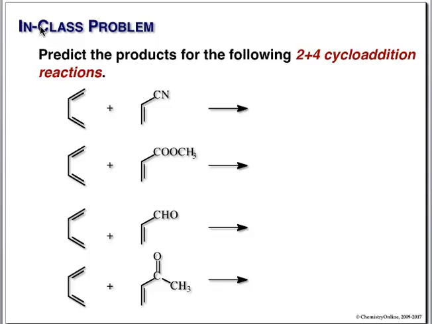Now these are actually very simple. These are all going to give substituted cyclohexenes. I just want you to be able to jot these down quickly, put in the appropriate groups on the dienophile, and of course recognize which carbons are which in our adduct.